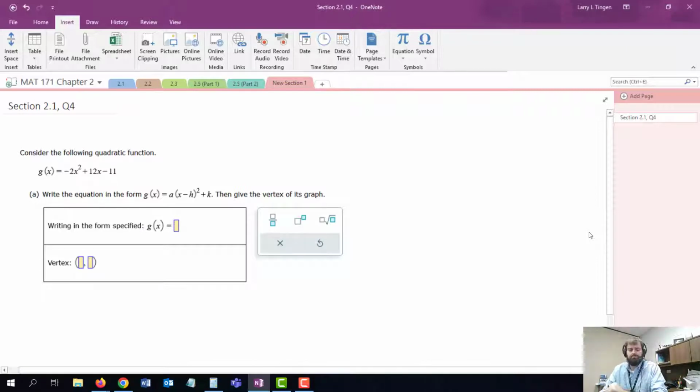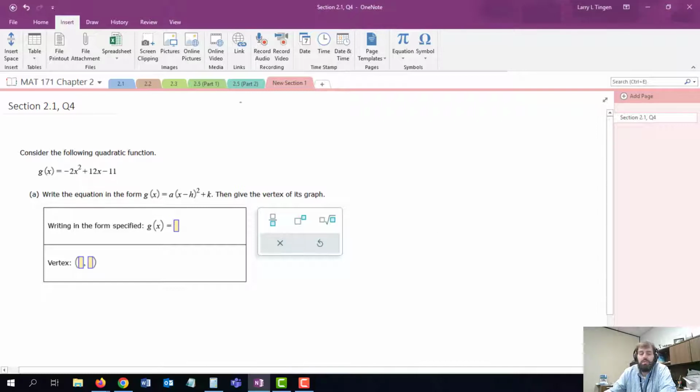I'm going to post this up. If I give you the function g of x is equal to negative 2x squared plus 12x minus 11, write the equation in the form g of x is equal to a times x minus h squared plus k, then give the vertex of its graph.